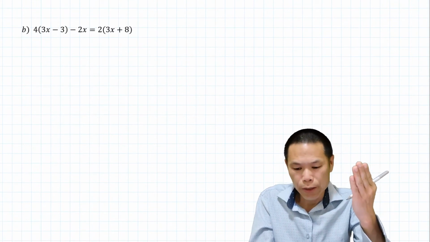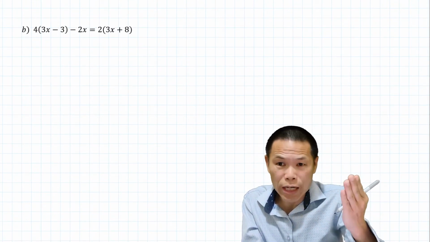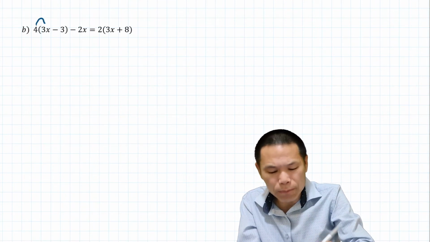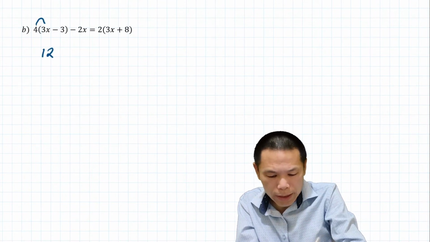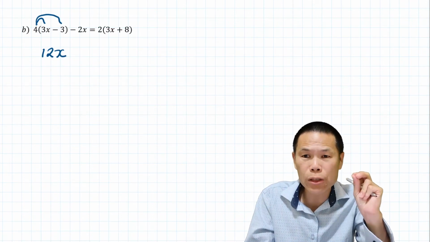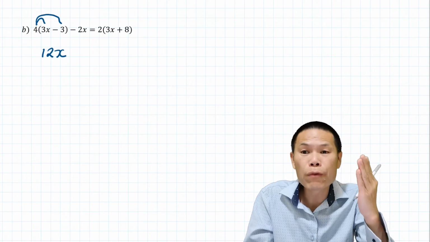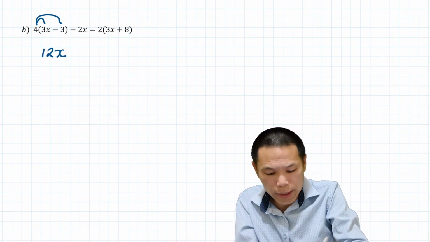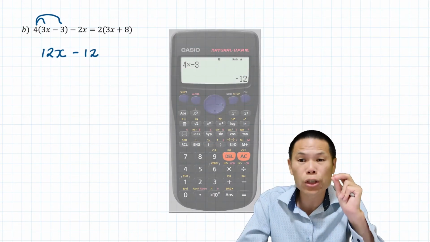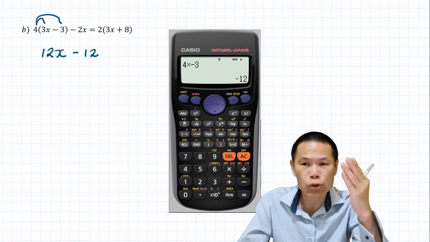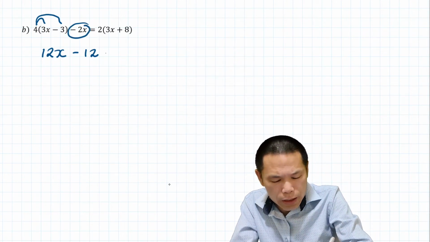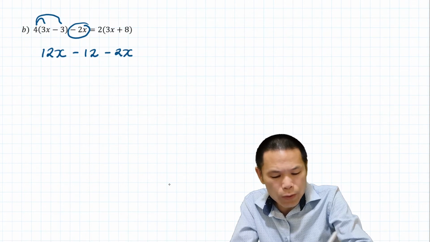Part B. So we know that we need to expand the bracket first, okay? Step number 1, very important. So to do this, 4 times 3x is 12x. And 4 times negative 3. So 4 times minus 3 is negative 12 or minus 12. So we just write this down. Otherwise, you can always use a calculator, okay? So just go 4 times negative 3 and you should get negative 12. And then the 2x here, I just write this down because I'm not doing anything with that, okay?